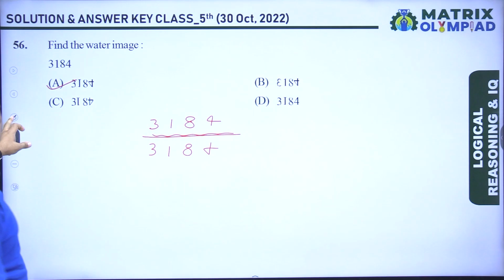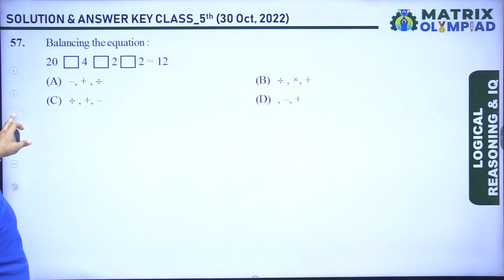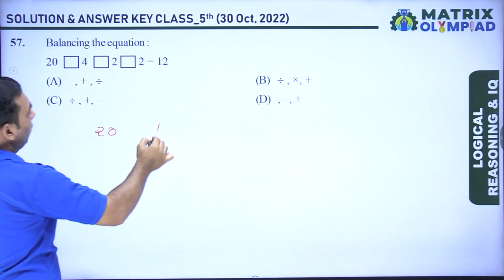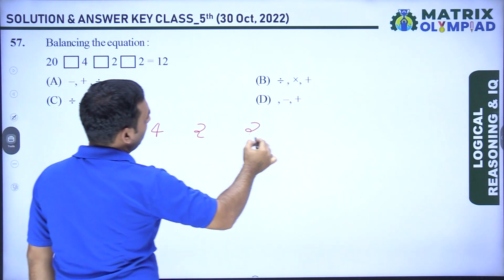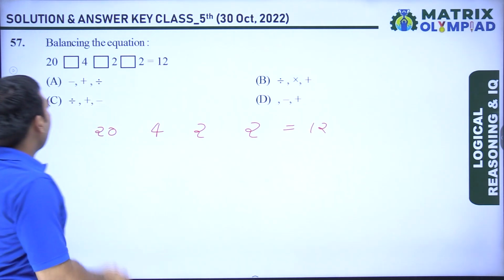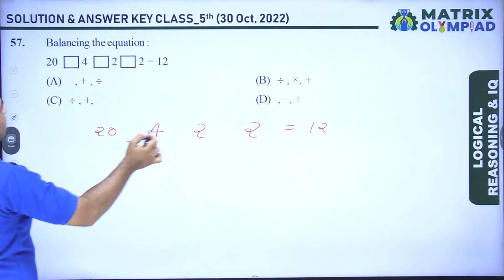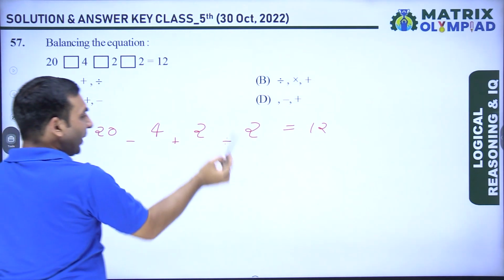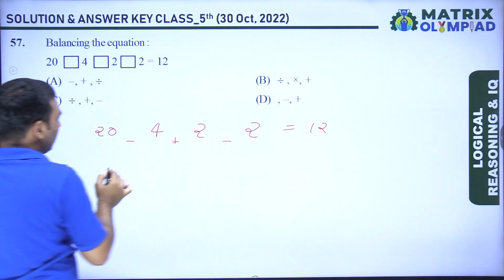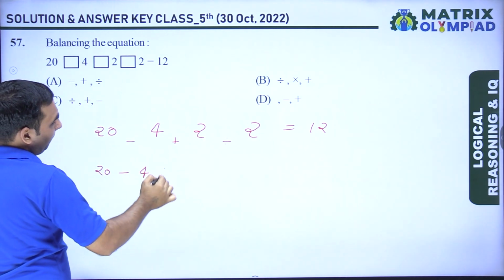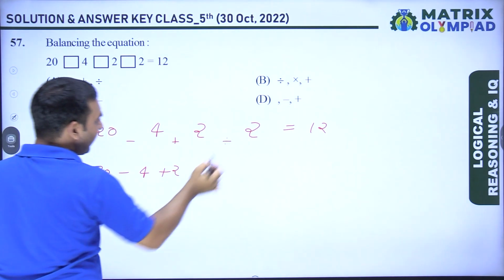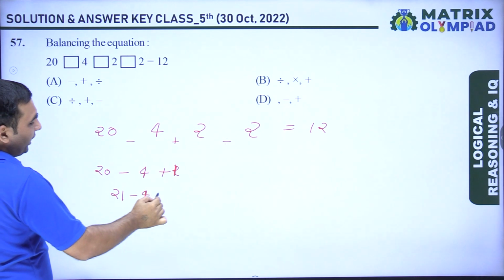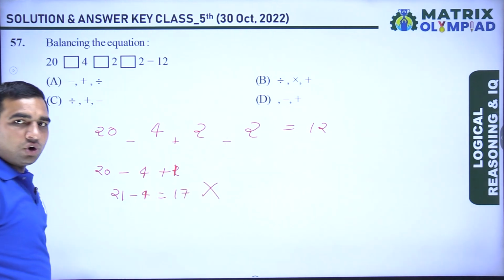Next question is question number 57. Balancing the equation: 20 _ 4 _ 2 _ 2 equals 12. If we put in the first option minus, plus, divide, according to BODMAS rules, divide is solved first. 20 minus 4 plus 2 divided by 2, so 2 divided by 2 is 1. 20 plus 1 is 21, minus 4 is equal to 17. Our equation is not balanced.